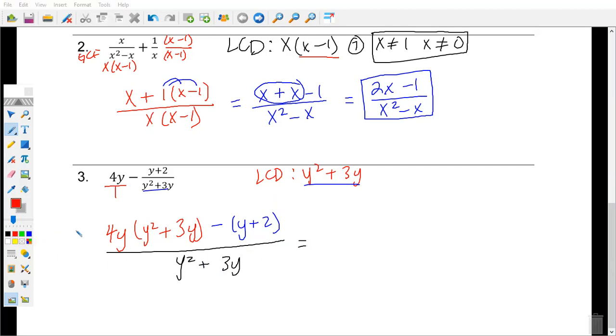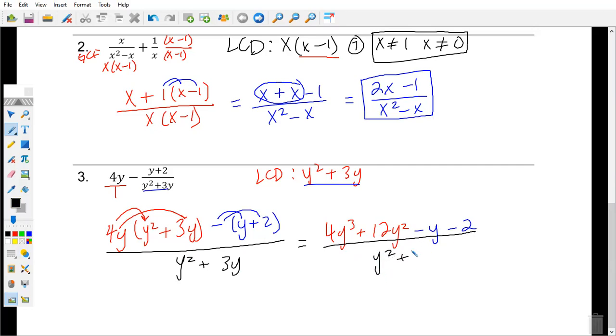So now we're just going to distribute and combine. 4y times y squared is y cubed, to the third power, right? 4y times 3y is going to give us 12y squared. Now we're going to distribute. Negative times positive is a negative y. And a negative times positive is going to make it a negative 2. And this is all over y squared plus 3y.